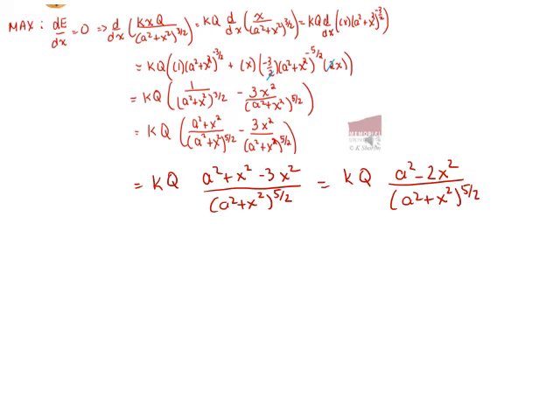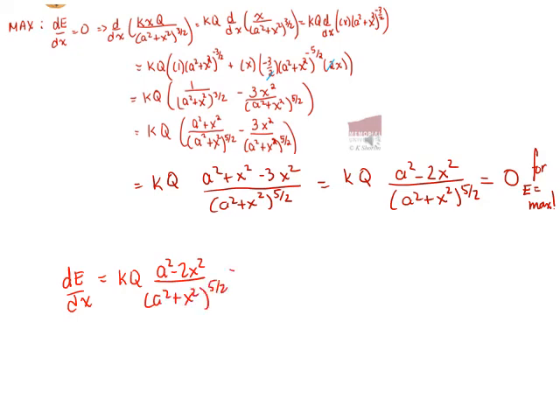You might be able to do a little bit better. And what we know is, to get a maximum, that has to be equal to 0. So let's set that equal to 0 and see where we get. So dE by dx, which is equal to k times q times a squared minus 2x squared over a squared plus x squared to the 5 over 2, equals 0. We can divide both sides by kq, so a squared minus 2x squared over a squared plus x squared to the 5 over 2 equals 0.